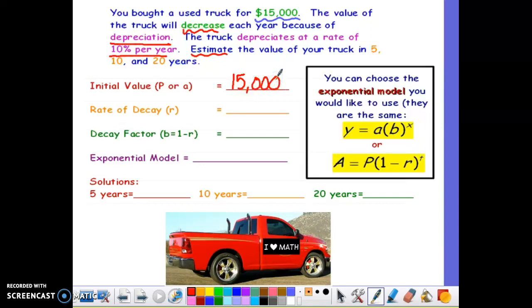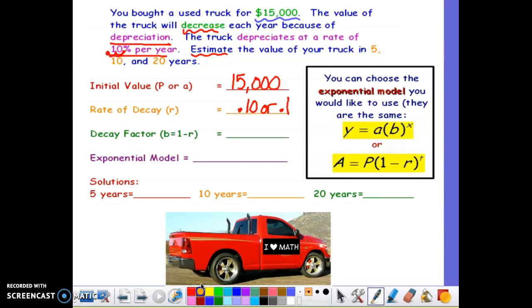It says, what is our rate of decay? Again, our rate is our percent as a decimal. So I have to convert 10% to a decimal. If I look up here, the decimal place would be here. I've got to move it over 2. So it would be 0.10, or you could just say 0.1. You don't have to put the 0 at the end. They mean the same thing.